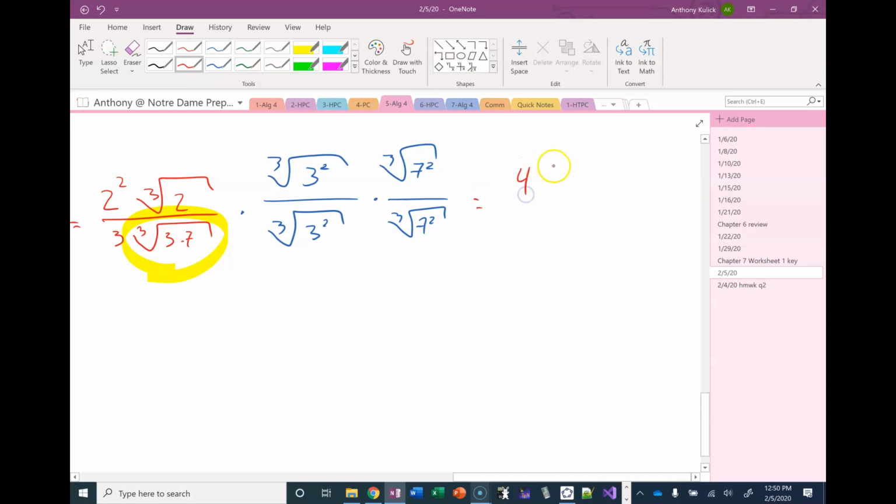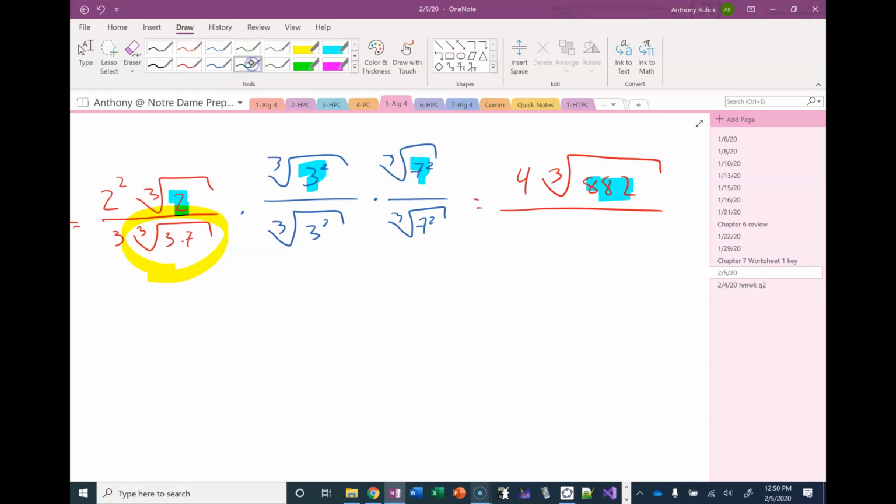So in the numerator, I have the 2 squared, which I'm just going to write as a 4. Then I have 2 times 9 times 49, which is 882. Are you okay with where I did that? 2 times 3 squared times 7 squared. And that's the 882. Is that good?